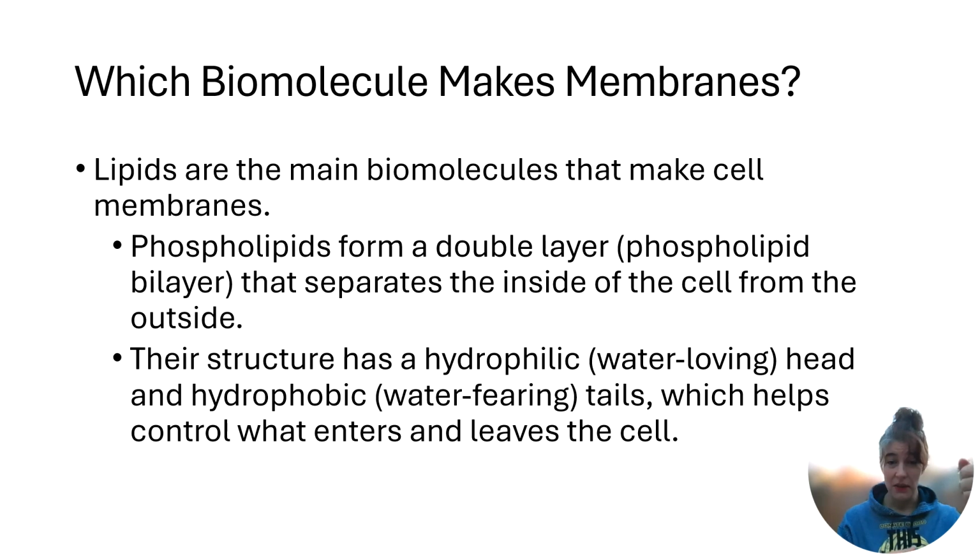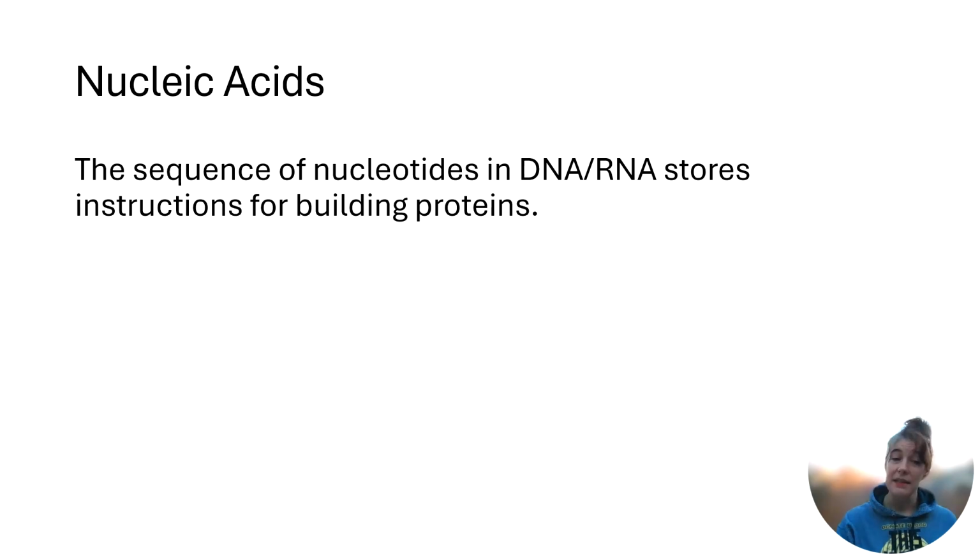So each phospholipid has a head and it has a tail, and from there, you're going to get your phospholipid bilayer. Nucleic acids. The sequence of nucleotides in DNA and RNA store instructions for building proteins. DNA is that beautiful double helix form. So we've seen this a lot. We don't really need to stress out about it right now because guess what? We're going to talk about a whole bunch in the next unit, nucleic acids.